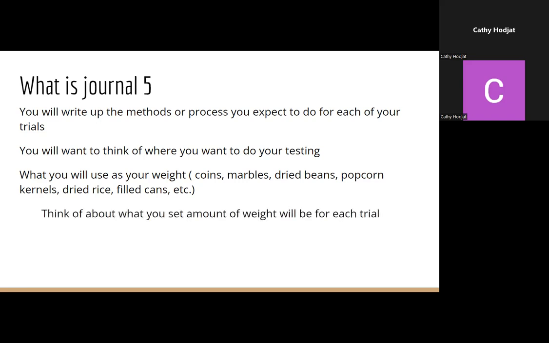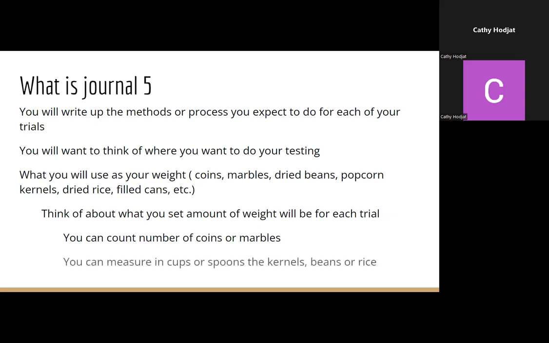Think of the amount of weight you want to use before each trial. We do have a gram scale as well, so you can think about how many grams, or you can just count how many coins you're going to be adding to your boat. You can count the number of coins or marbles. You can measure in cups or spoons the kernels, beans, or rice. And like I said, you can also use gram scales. So these are what you want to think about before you do your trial. This information you want to be included in your procedure.